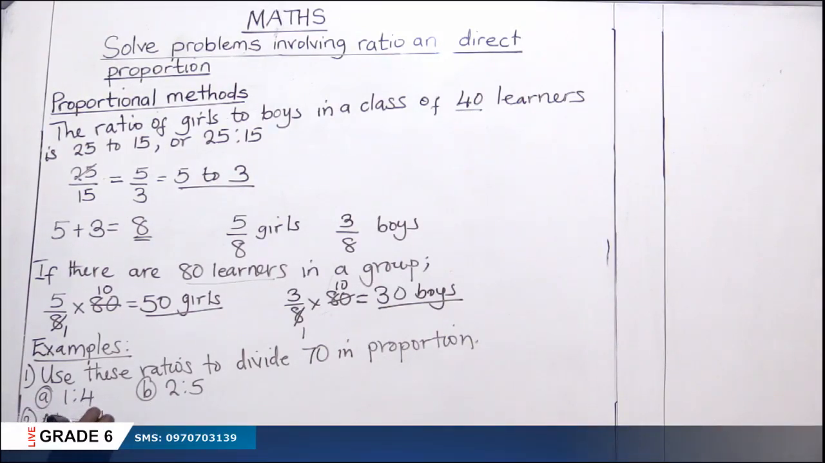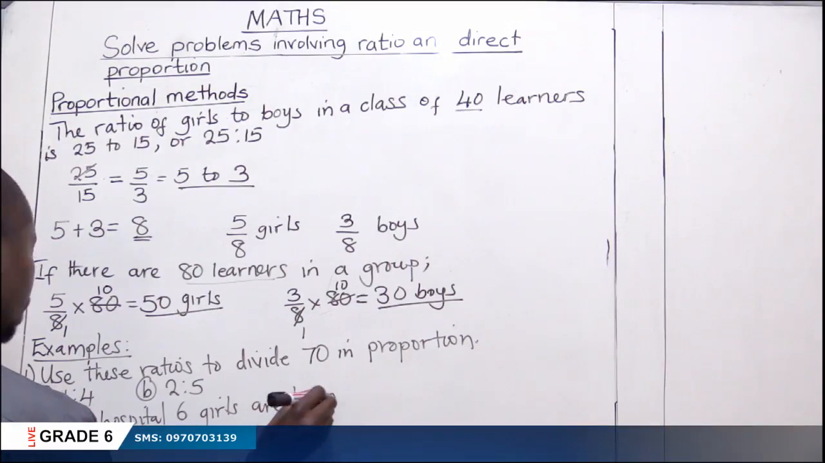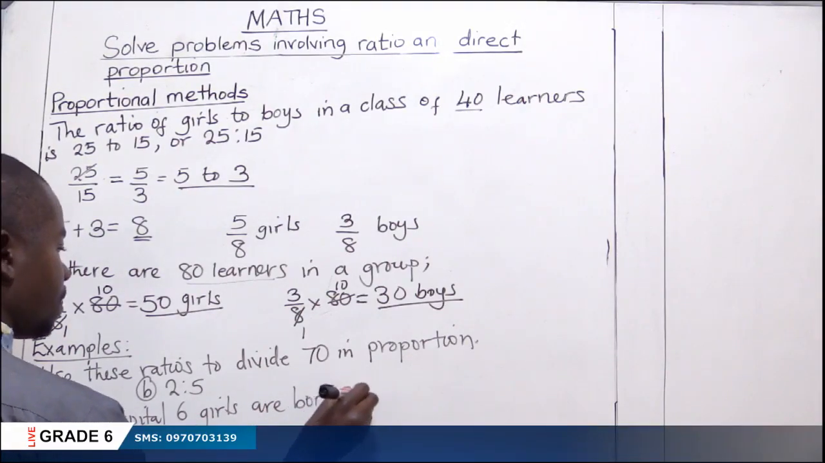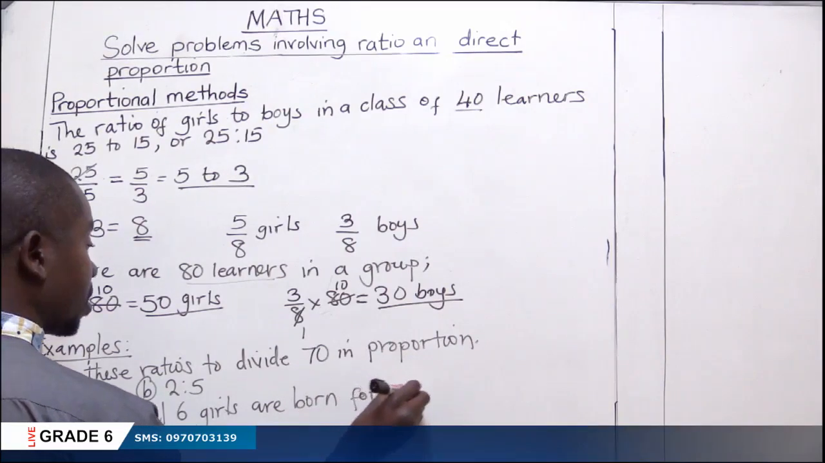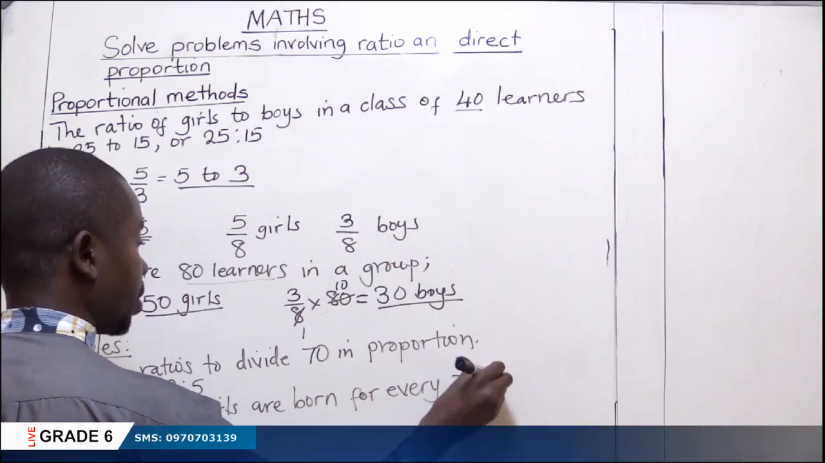Number 2, at a hospital, 6 girls are born for every 7 boys.